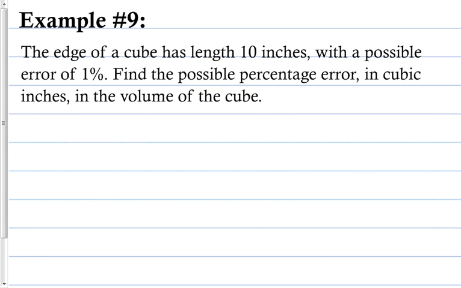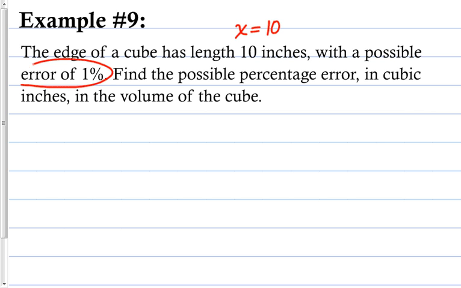Okay, next. The edge of a cube has length 10 inches, with a possible error of 1%. Okay, so in this example, now we're talking percents. The edge of a cube, I could use e, but I'll use x, because I don't want anybody to think it's the exponential function. So x is going to be the edge, and it's 10. It has a possible error of 1%. So x is possibly changed by 1%.